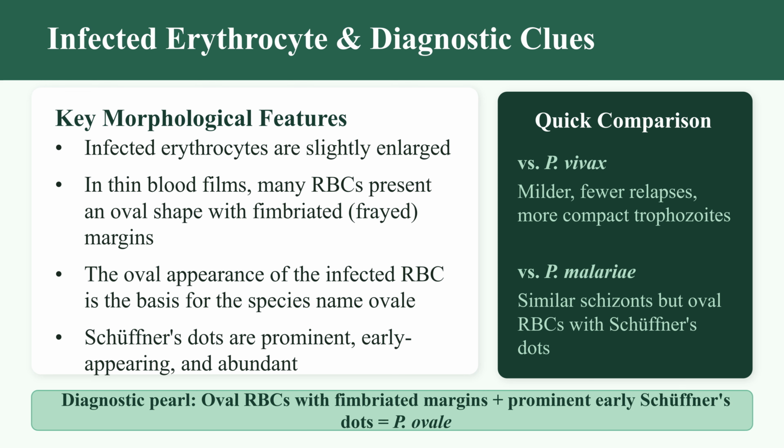early appearing and abundant. In a quick comparison with the Plasmodium vivax, it is milder, with fewer relapses, and a more compact trophozoite. And versus Plasmodium malariae, it has similar schizonts, but the oval RBC with the Schüffner's dots. And the key diagnostic feature for the Plasmodium ovale is the oval RBC with fimbriated margins and prominent early Schüffner's dots.